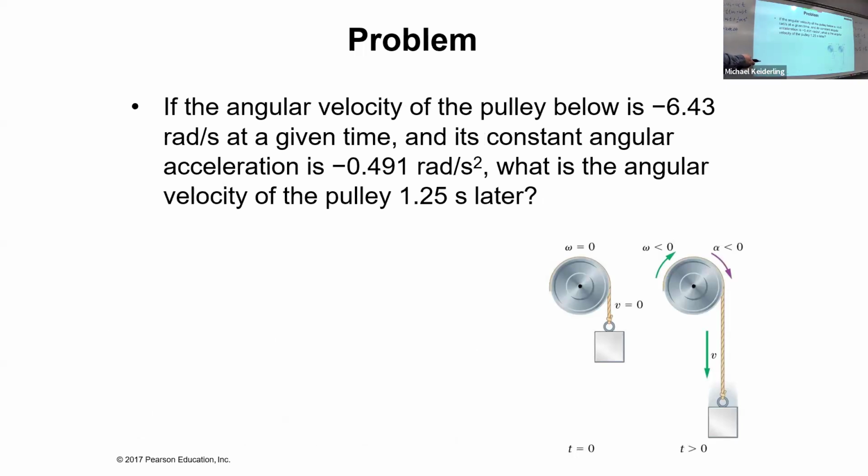So, if the angular velocity of the pulley below is minus 6.43 radians per second at a given time, and its constant angular acceleration is minus 0.491 radians per second squared, what is the angular velocity of the pulley 1.25 seconds later? So I'll give you a few moments to work that out.